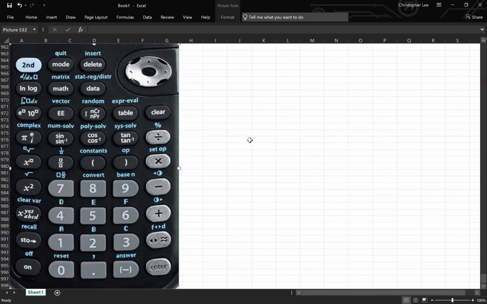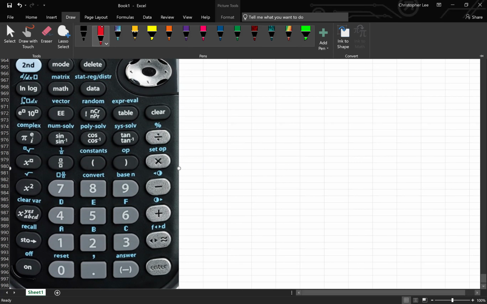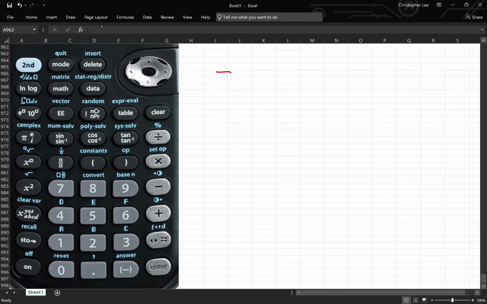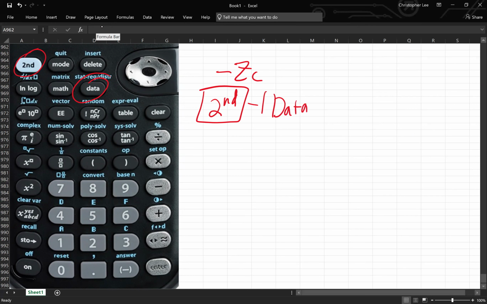All right, so here's what we're going to do for this one. I want that negative Z critical, that's what I'm looking for. You're going to hit second, and then we're going to hit the data button right there. Then you're going to go down, that's the down key right there. We want to go down to where it says inverse normal or normal inverse.